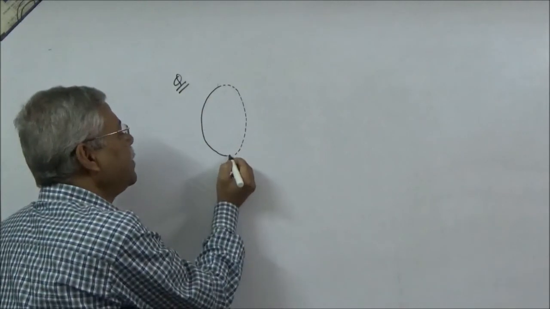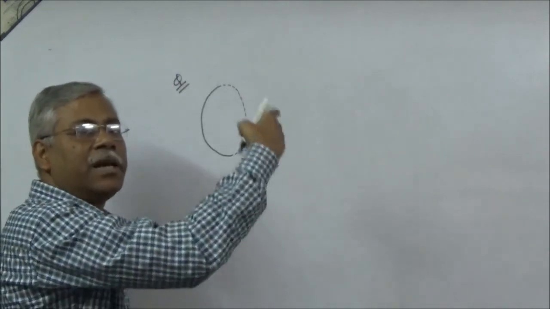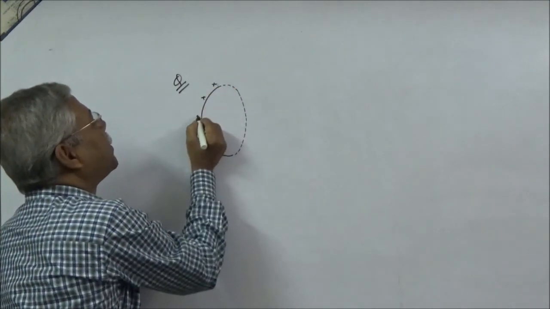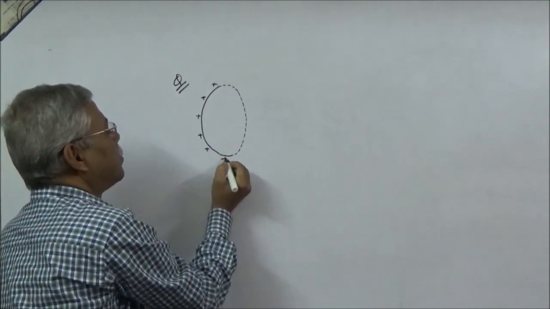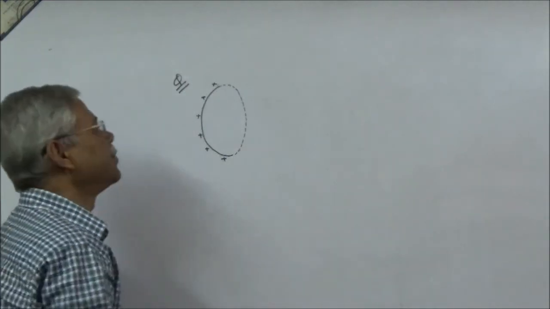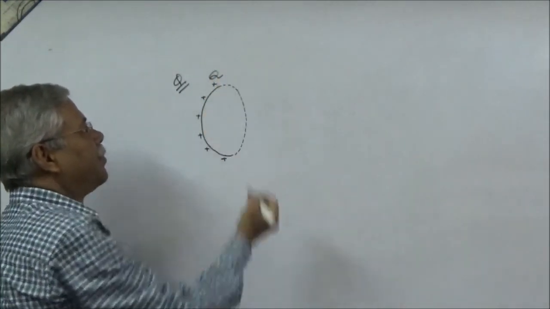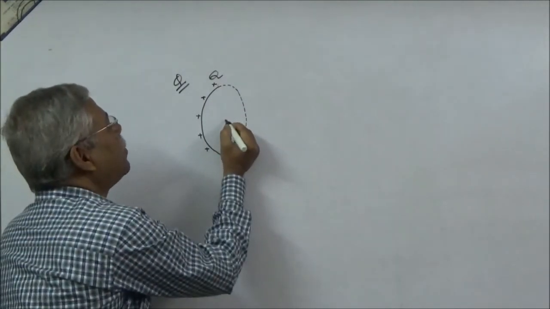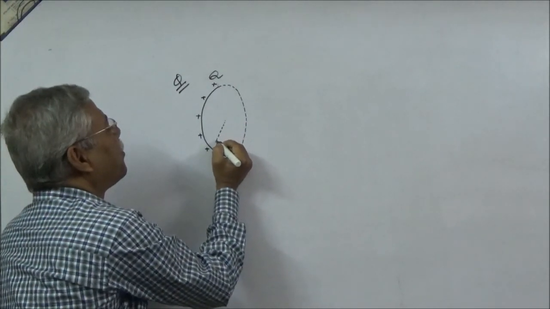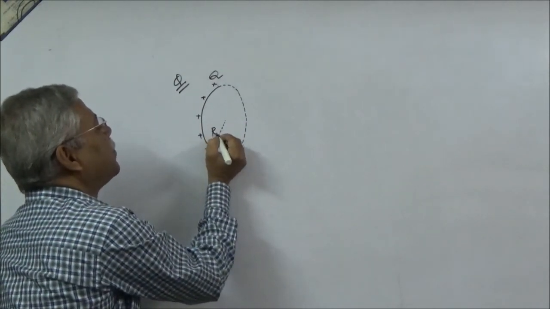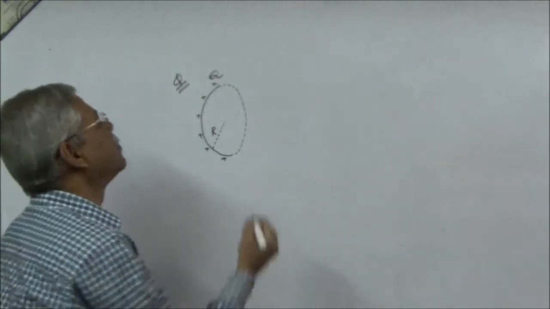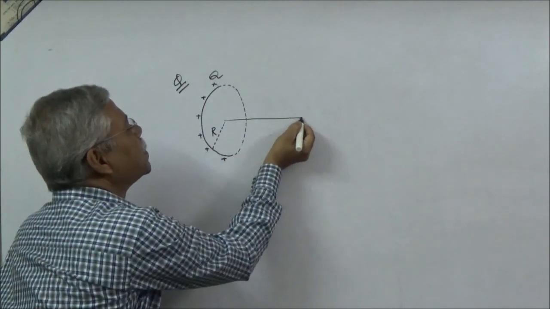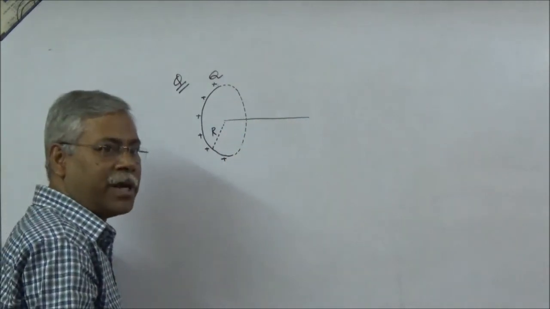This is a metallic ring, and this has charge on it. Total charge present on the metallic ring is Q. Radius of this is R. This is the axis of the ring.